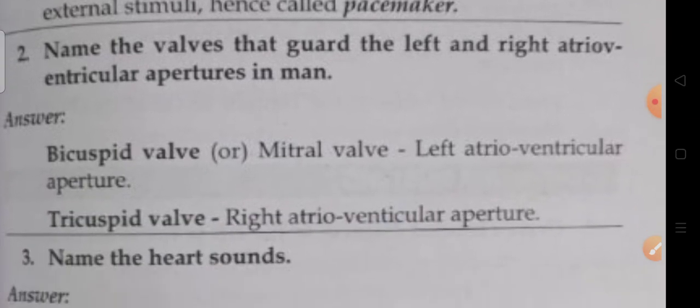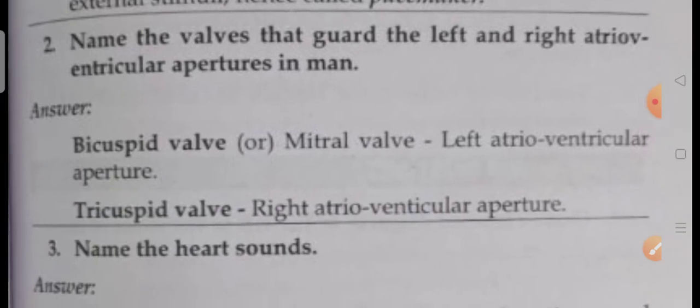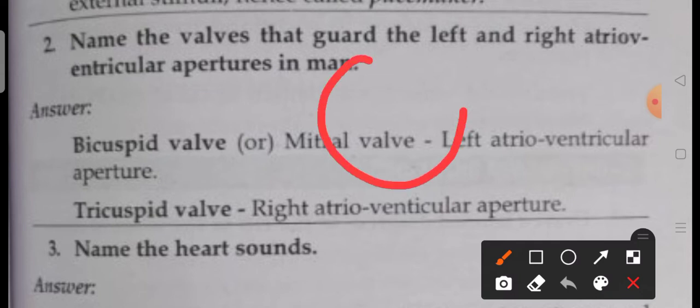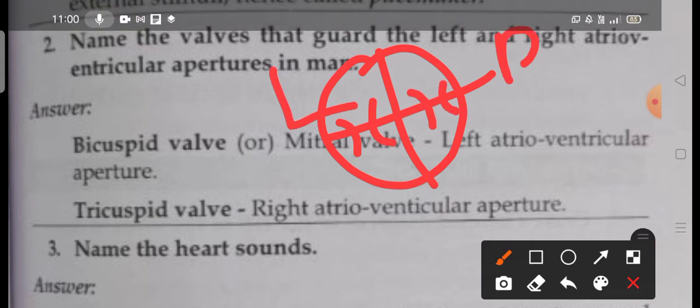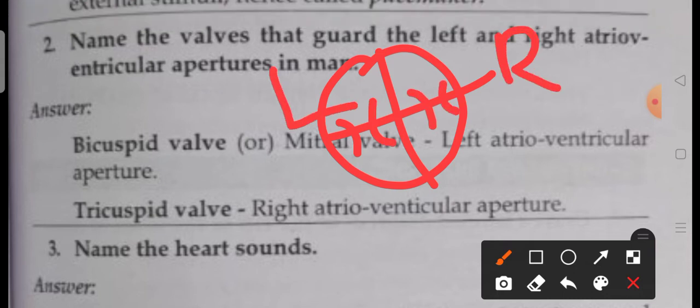It's clear. Next, name the valves that guard the left and right atrioventricular apertures in man. They are the bicuspid valve and the tricuspid valve. Just keep this in mind. For example, the heart has 4 chambers and a dividing wall. This is the left side, this is the right side. You have to always keep the left side in mind. So the bicuspid valve is on the left.